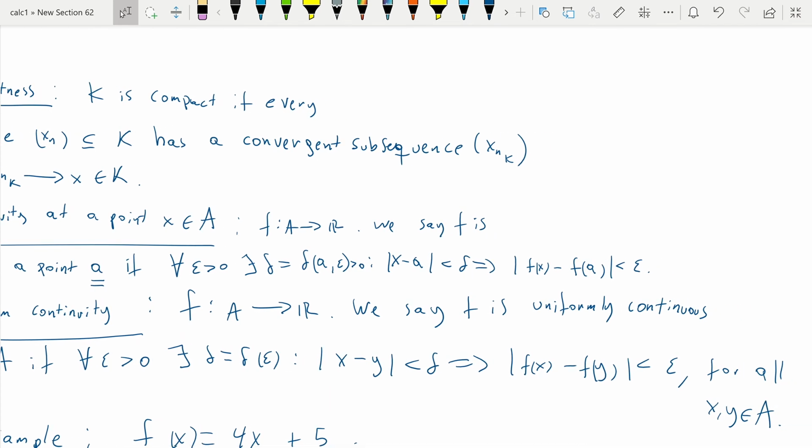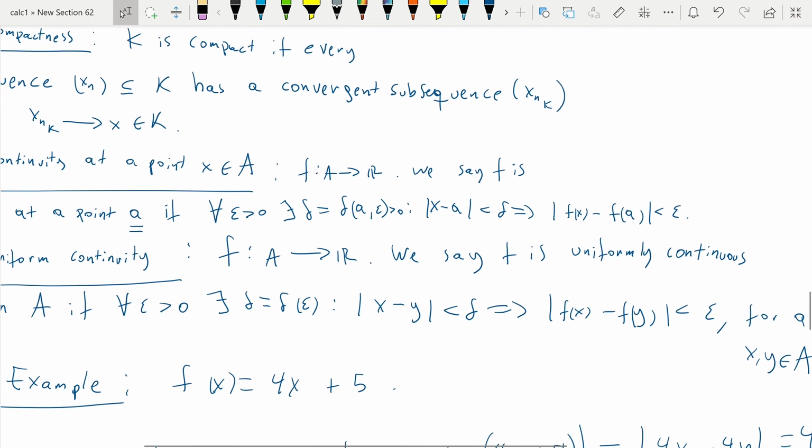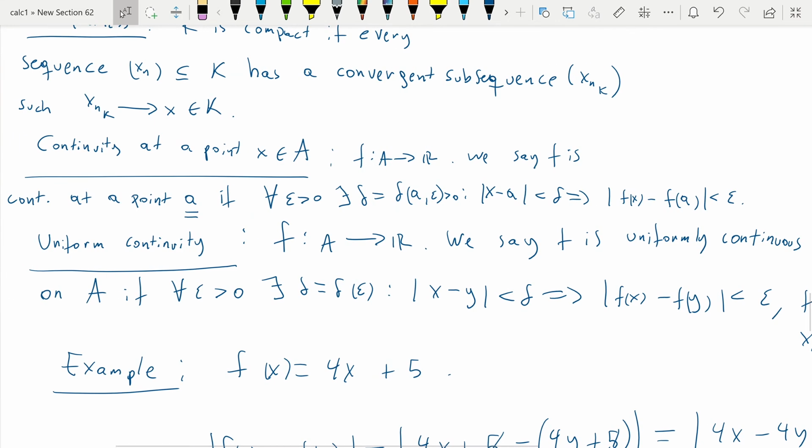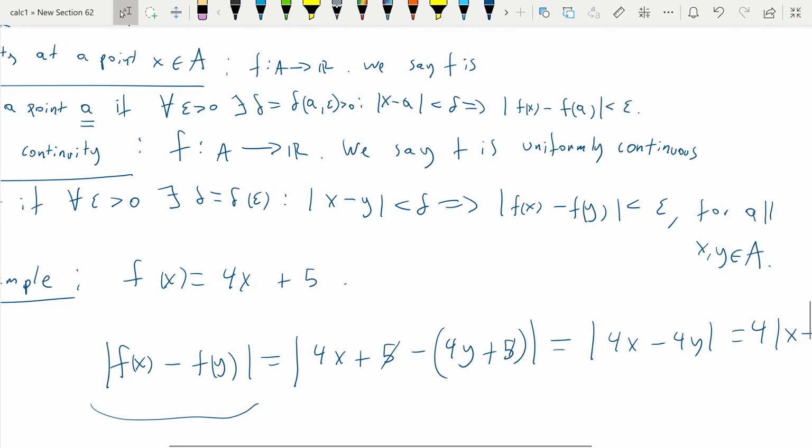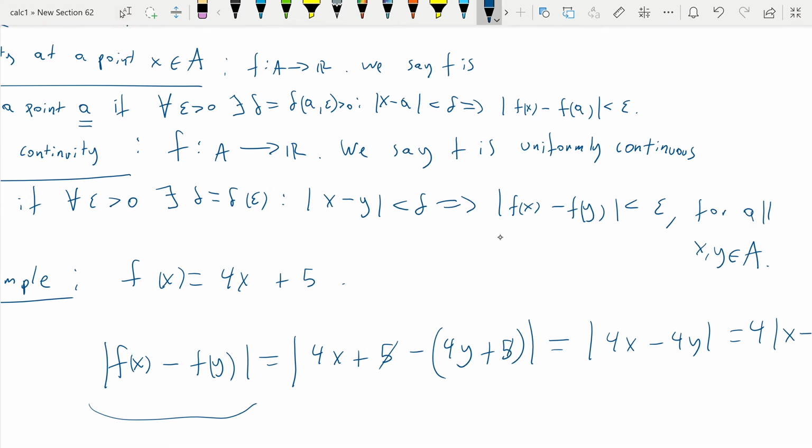So remember, what are we supposed to prove? That given any epsilon greater than 0, there exists a delta such that the distance between x and y being less than delta implies that the images of these two points are within epsilon from each other. So let's assume this is not the case.